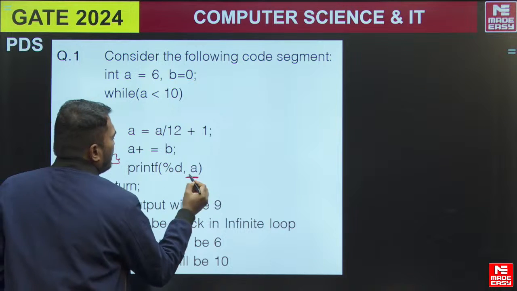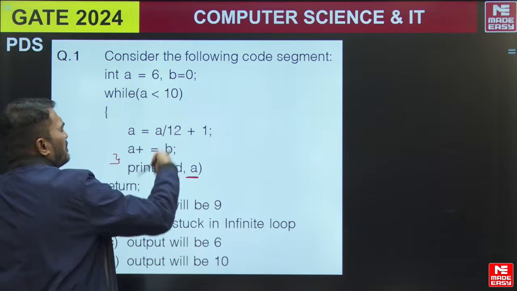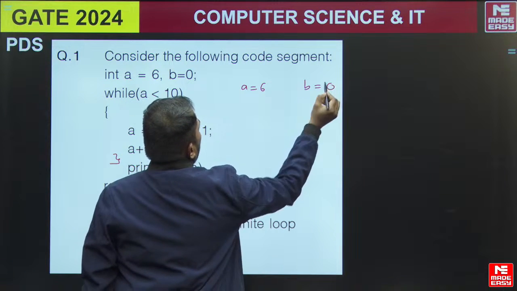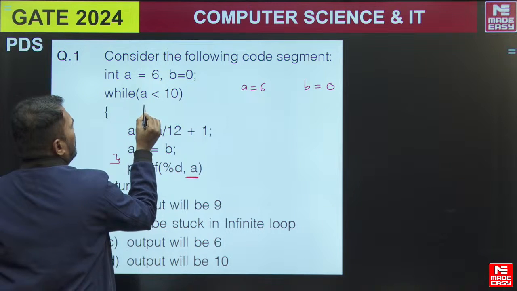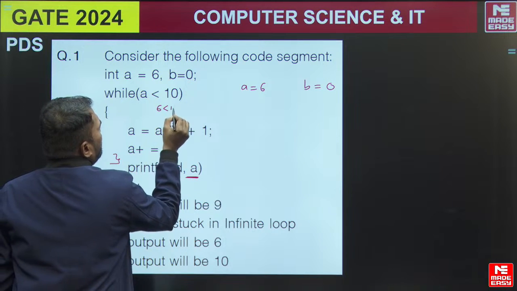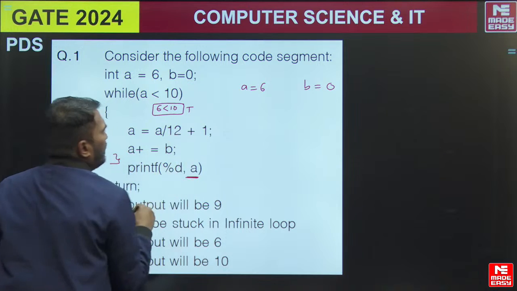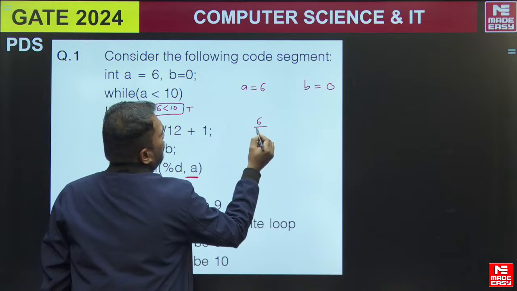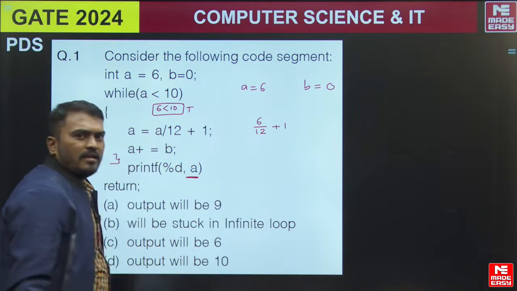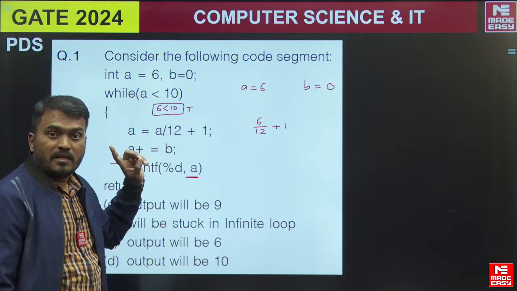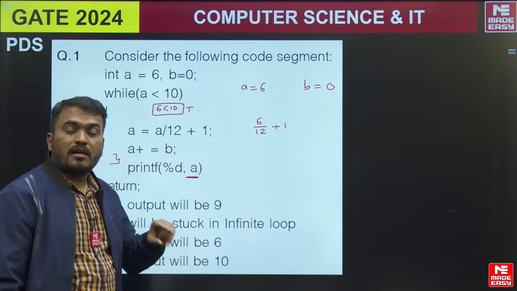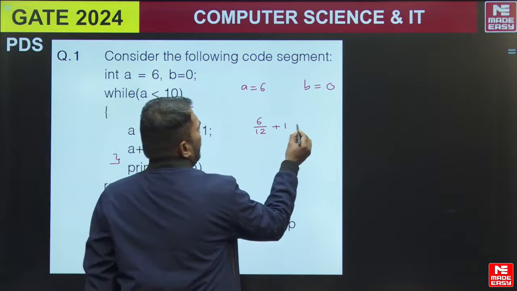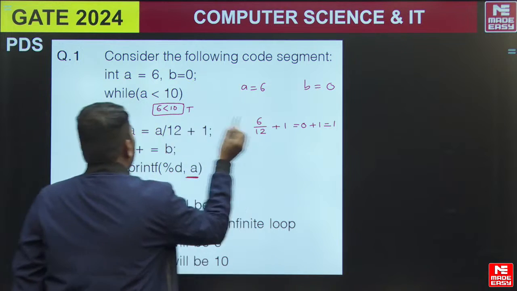Then printf percent d is outside. Now just execute the program, don't take any tension. You have a equal to 6 and b equal to 0. In the first iteration, a less than 10: a value is 6, so 6 less than 10, the condition is true. Then a equal to a divided by 12 plus 1. Now 6 divided by 12, both are integers. I clearly said in the class, if both are integers, the output is an integer. So 6 divided by 12 is 0. 0 plus 1 is 1, so 1 is assigned to a.